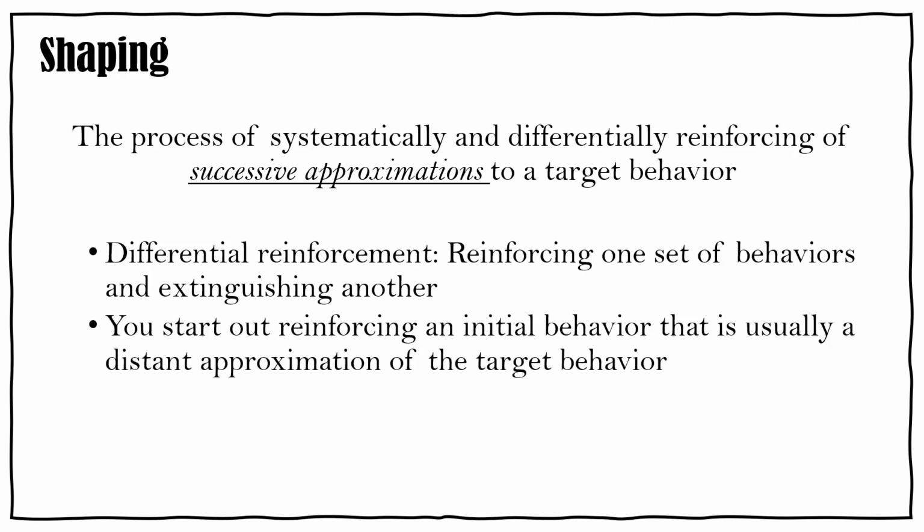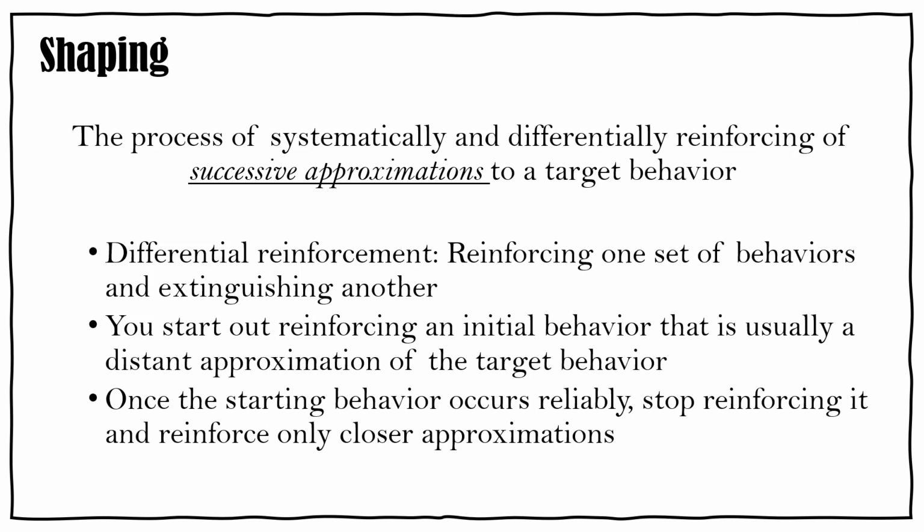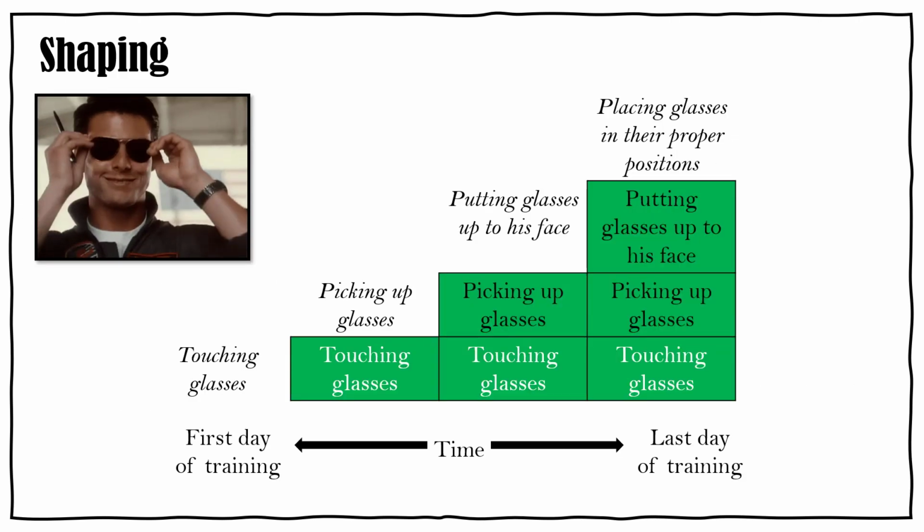So you're going to start out reinforcing an initial behavior that is typically a distant approximation of the target behavior. And then once that initial behavior starts to occur, you're going to stop reinforcing that behavior and reinforce the behavior that is a closer approximation to your target behavior.